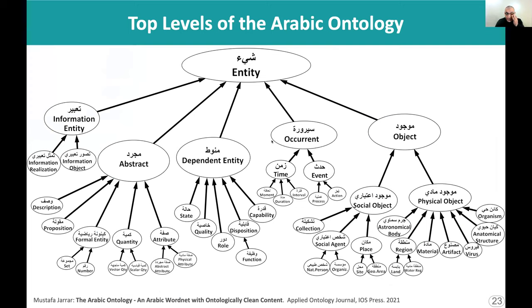This is the depiction of only the top three levels of the ontology. But the full description can be found in this paper, which appeared recently in the Applied Ontology journal, and which shows these concepts and how they are mapped to BFO and to DOLCE. Let me switch to show you a demo of the ontology.